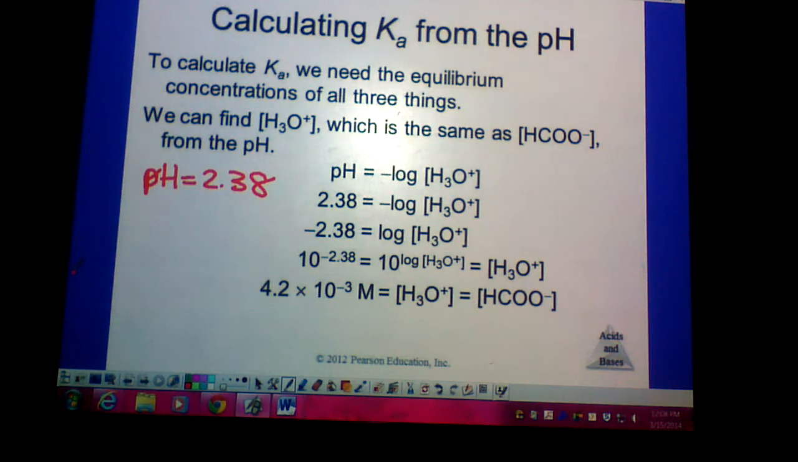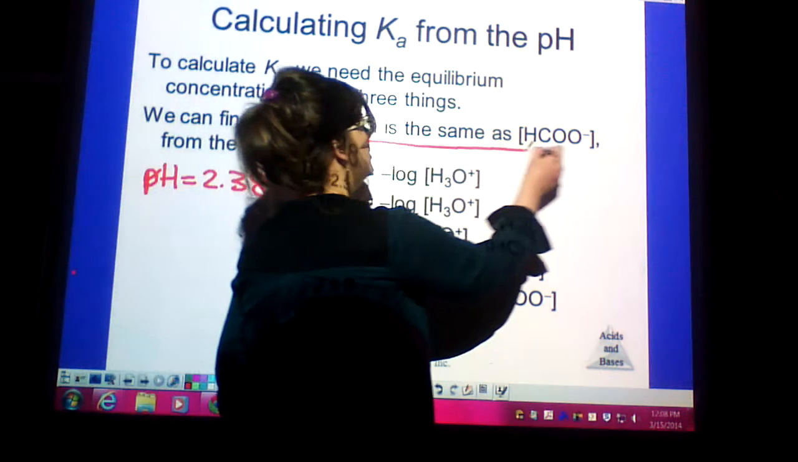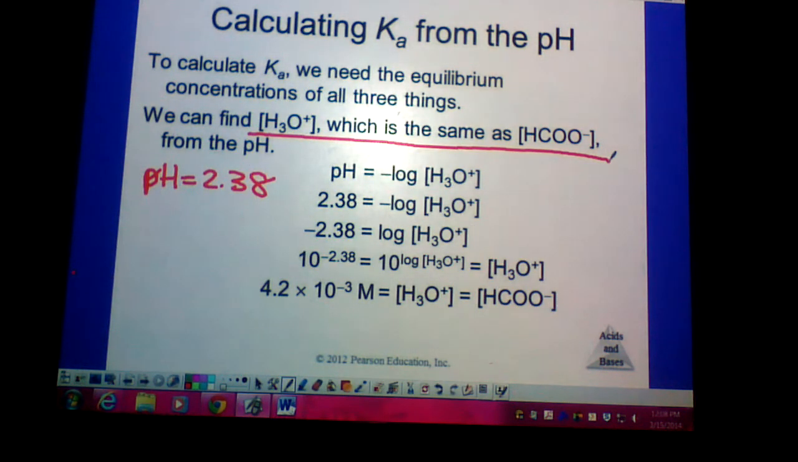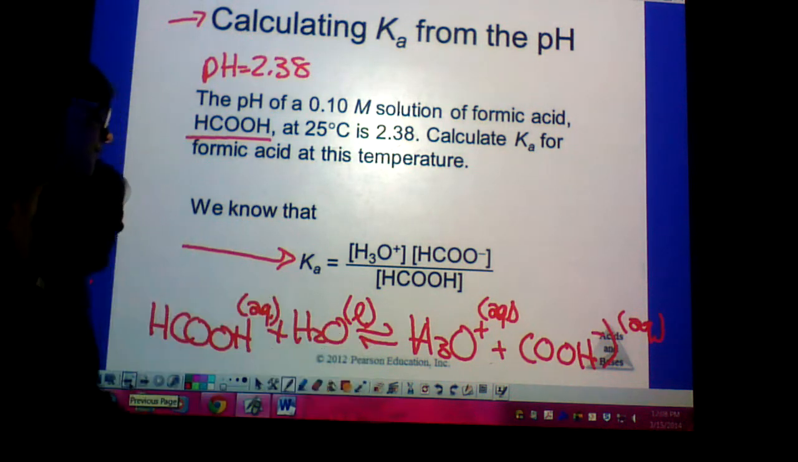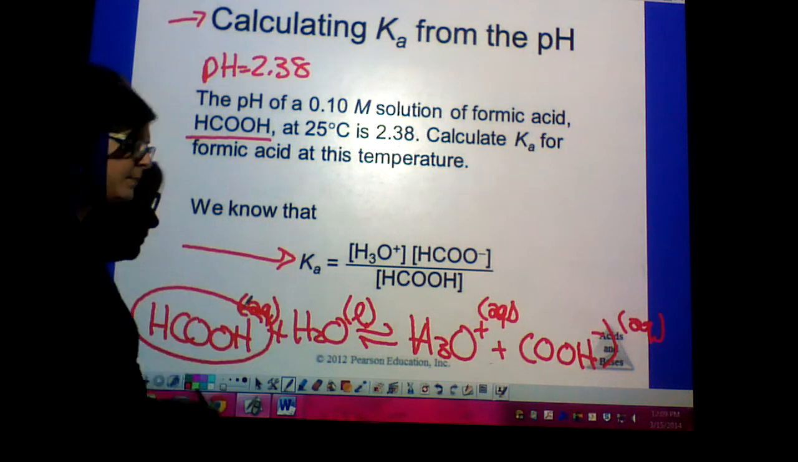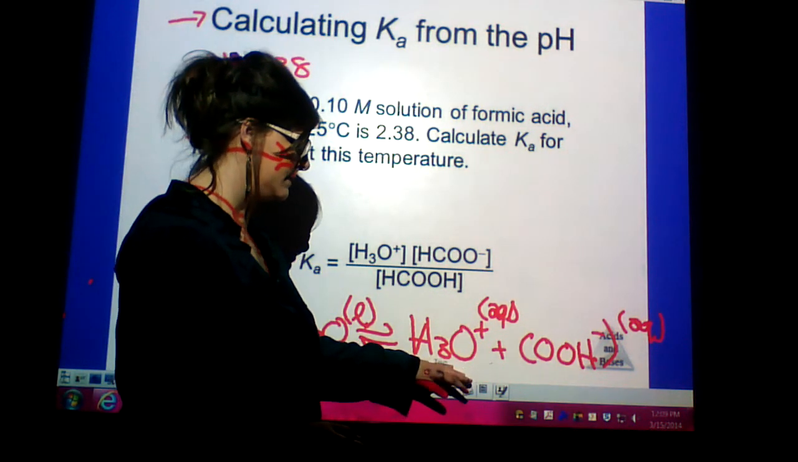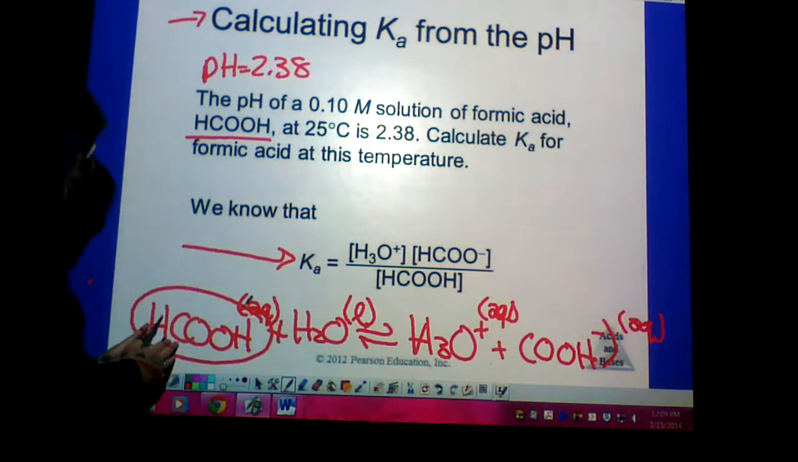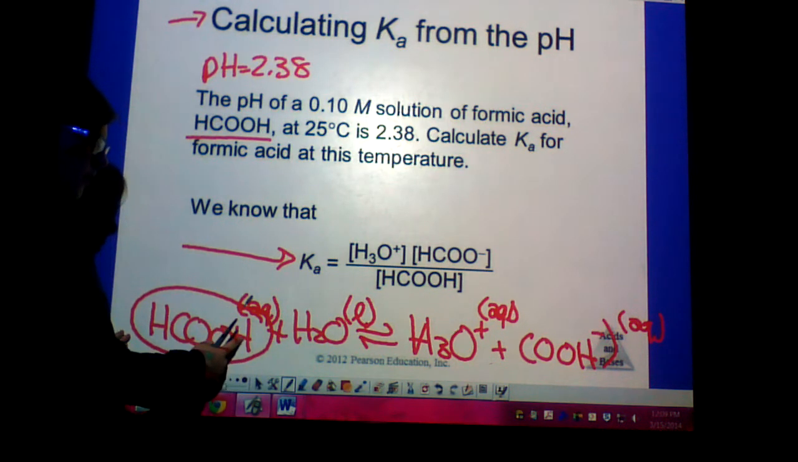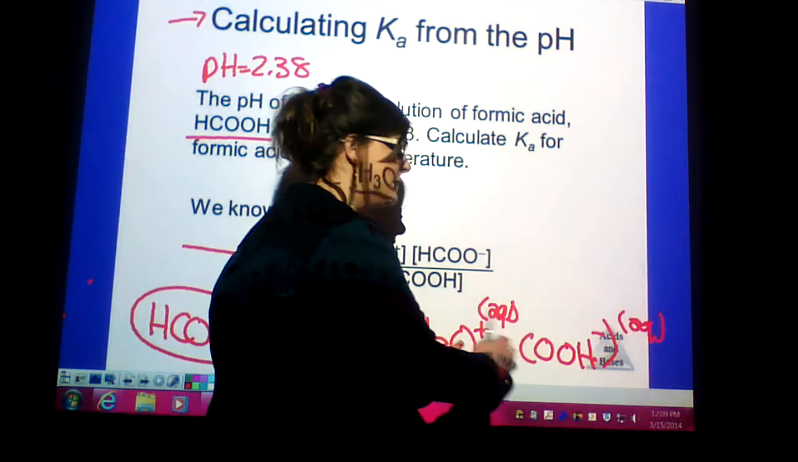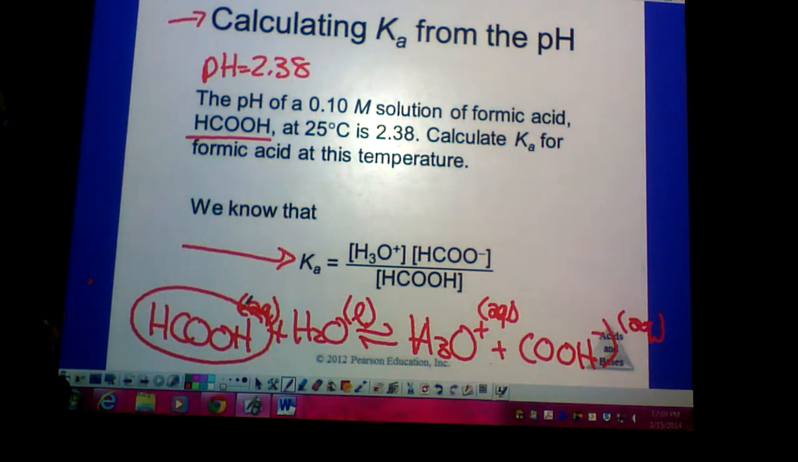So I could find the hydronium concentration because I know the pH is 2.38. This says that the H3O+ concentration is the same as the HCOO- concentration. How do I know that? Because if I'm looking at my reaction, when this breaks apart into ions, I'm going to get 1 mole of this for every 1 mole of this. It's going to break apart into a hydrogen ion at the same rate it's going to break up into an HCOO- ion. So because I'm getting a 1-to-1 ratio of ions, their concentrations have to be the same.